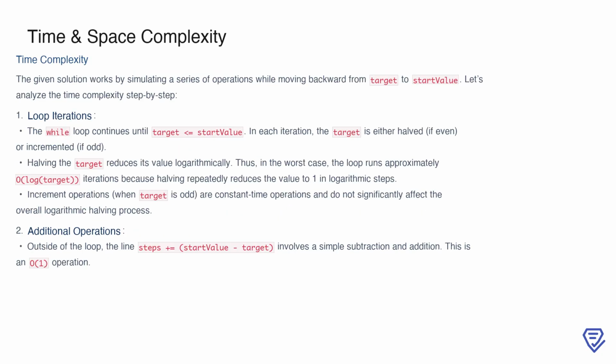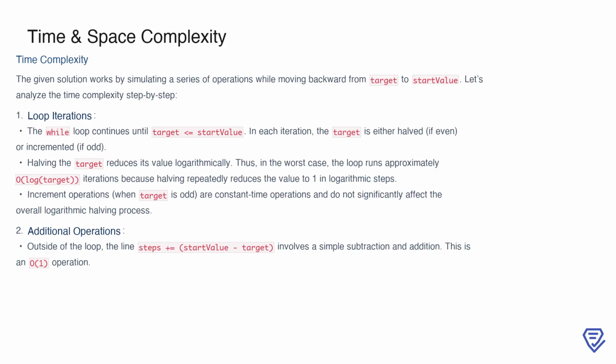The time complexity of this solution can be understood by analyzing the series of operations performed as we move backward from the target to the start value. The algorithm uses a loop that continues until the target becomes less than or equal to the start value. Within this loop, the key operation is halving the target when it is even, which effectively reduces the target logarithmically.